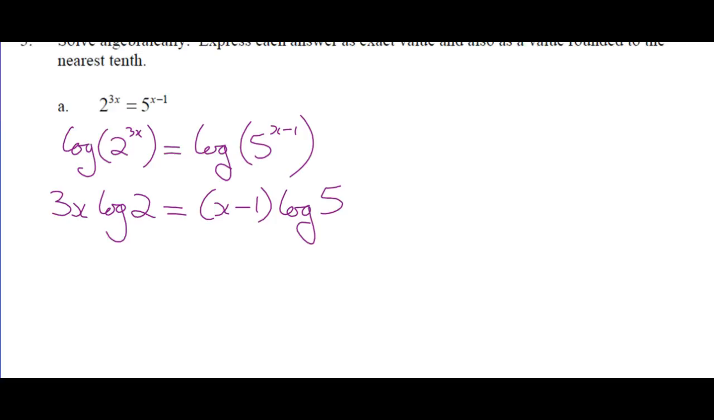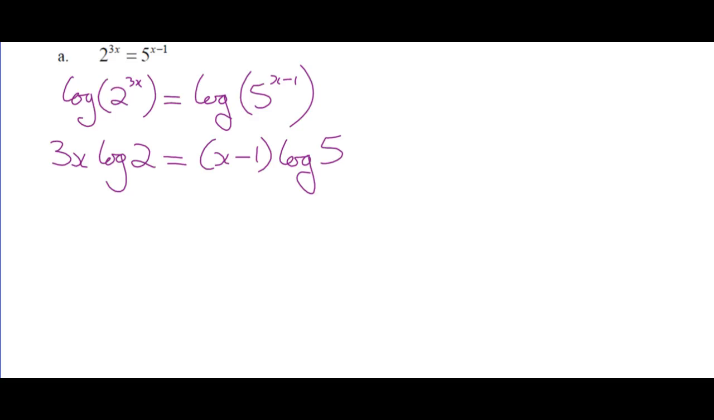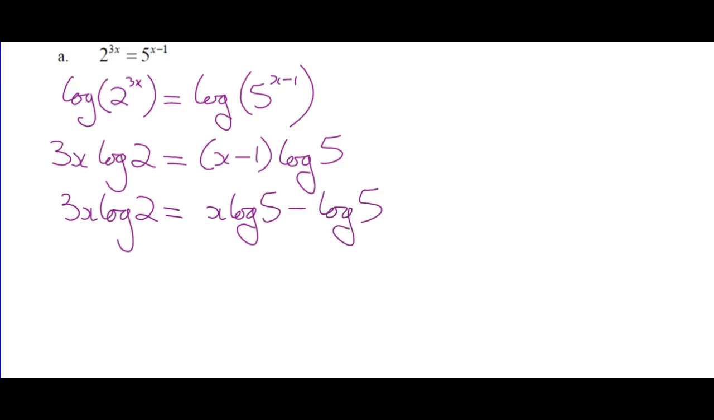Okay, now the idea is we've got to get our x's on one side, get all the x's together, factor the x out, so you've just got x times something is equal to something, and then divide. Okay, make more sense if we actually just do it. So 3x log 2 is equal to x log 5 minus log 5. Okay, so we have to expand that set of brackets, right? It's the only way.